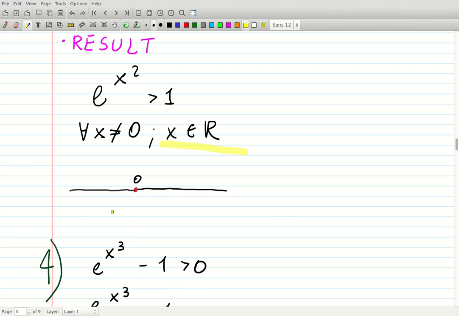And this is the graph. You see, it will be positive for every positive number. It will be positive for every negative number. It will be equal to 0 only if x is 0.